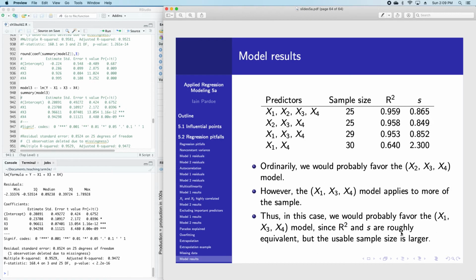So this just illustrates that when you've got missing data, you've got to weigh that up in your modeling and think about whether it's going to perhaps influence some of the decision making that you're using. So in this case, I would probably say, this is the model that I prefer, because it applies to a bigger sample size, even though it's not quite as high a value of r squared or as low a value of s as this model. This model applies to a much smaller sample size.